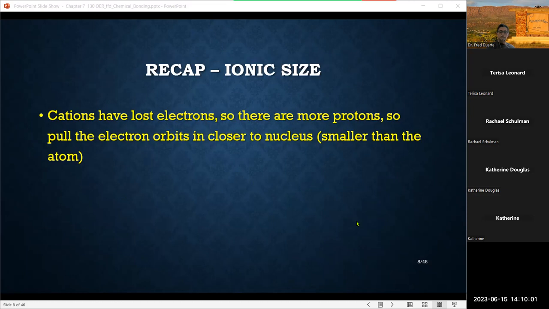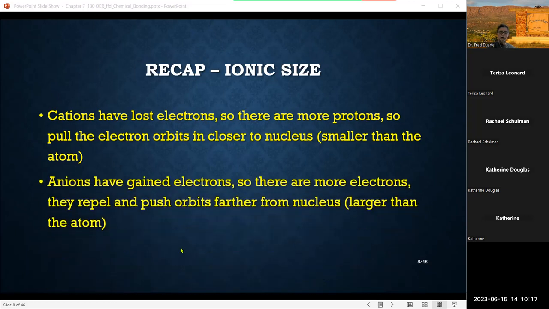All right, so just to recap on ionic size, cations have lost electrons, so there are more protons. So they pull the orbits that they had left a little bit closer, and they result in being smaller, okay, because there's more protons than there are electrons. And the anions gain electrons, there's more electrons, and they repel and push orbits further apart because of the repulsion aspect of the electron. So they have a larger diameter, okay?